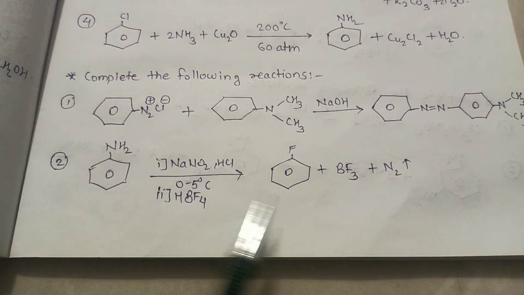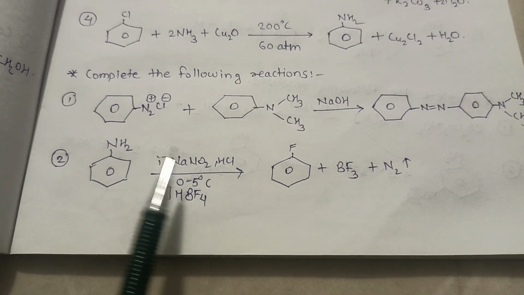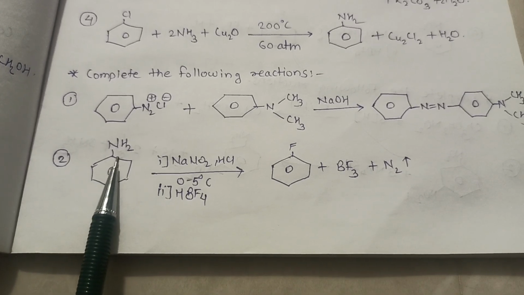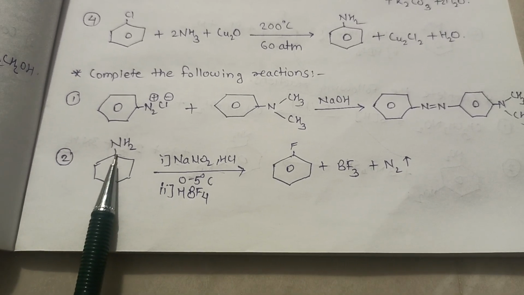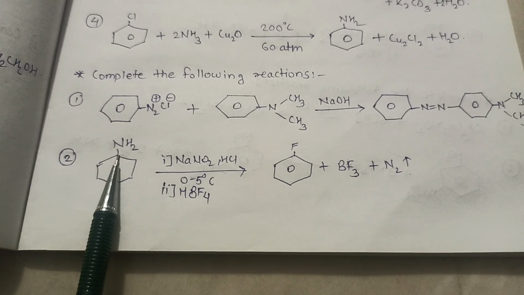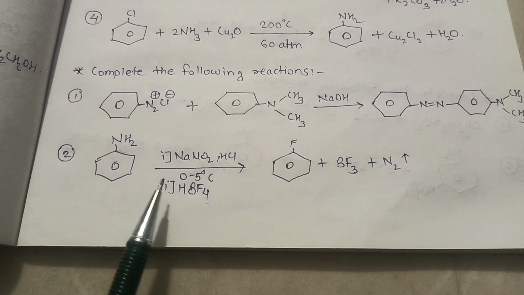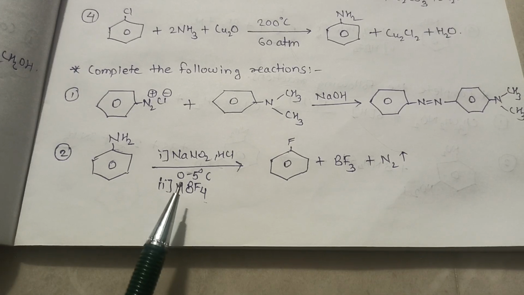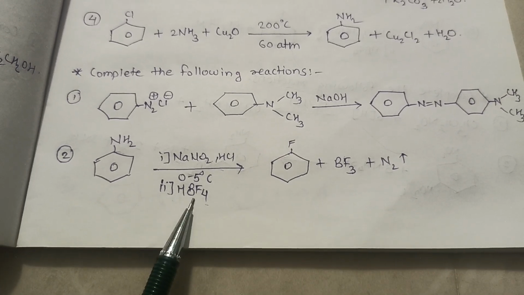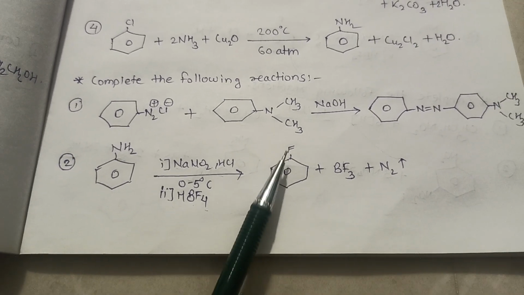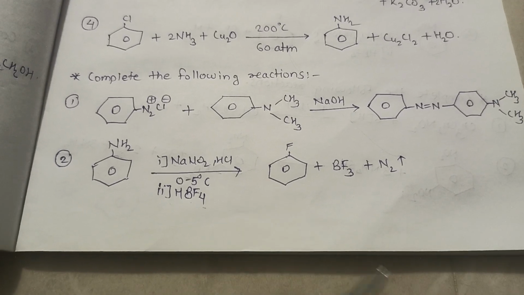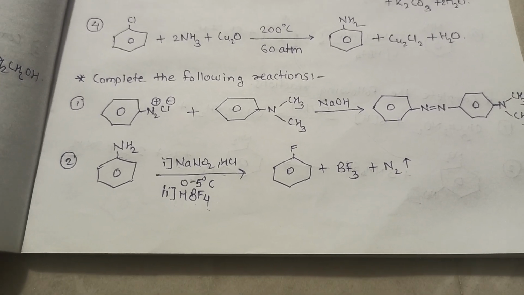Next reaction, aniline to fluorobenzene. NaNO2, HCl will convert this bad leaving group into a good leaving group, that is diazonium salt, N2 plus Cl minus, and then that is treated with HBF4, fluoroboric acid. So N2 plus Cl minus is a good leaving group and it is replaced by fluorine, and ultimately we are getting fluorobenzene. Byproducts are BF3 and N2.